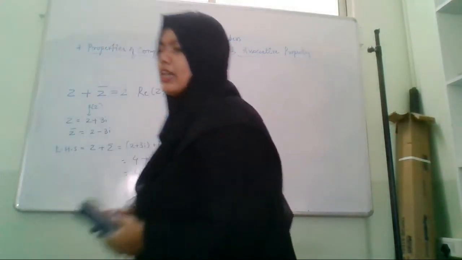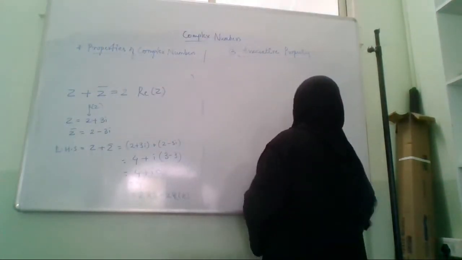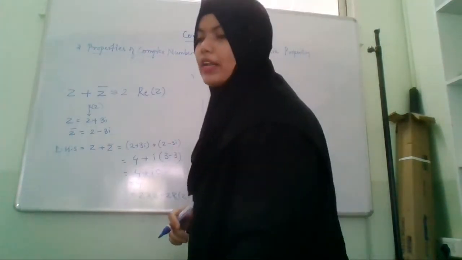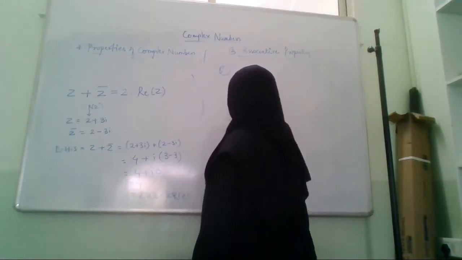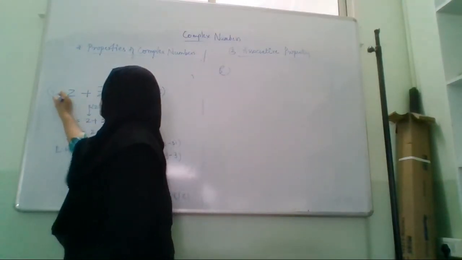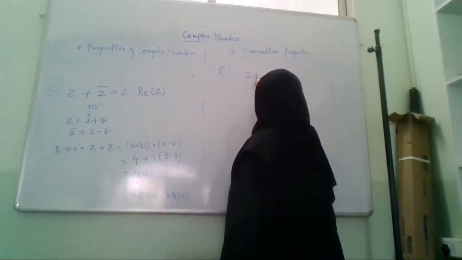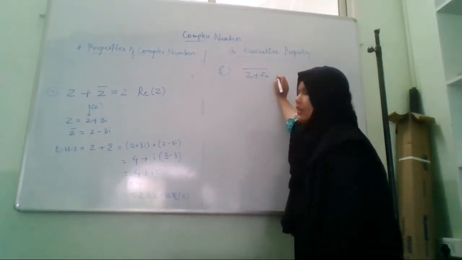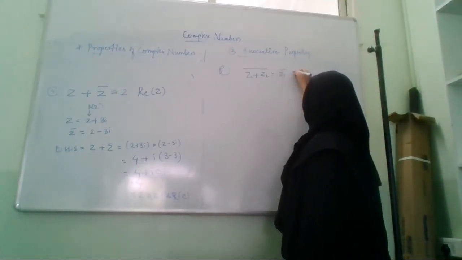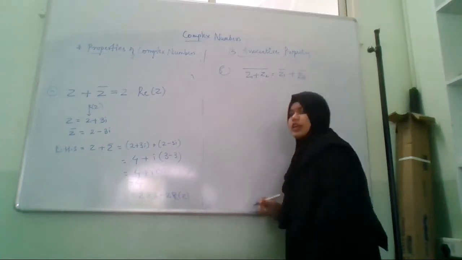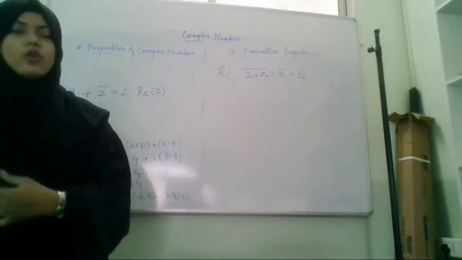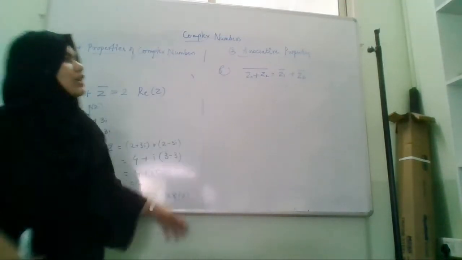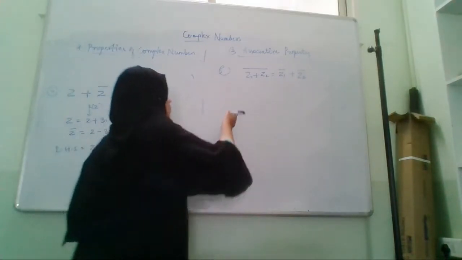And the last property, that is property number 5. Z1 plus Z2 whole conjugate is equal to Z1 conjugate plus Z2 conjugate. That means you can separate the conjugate over the addition. We will also verify this property by taking some example.